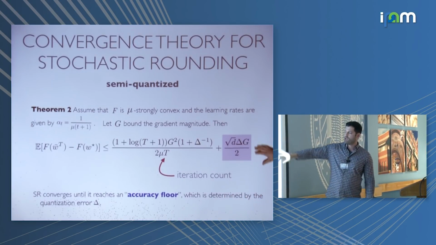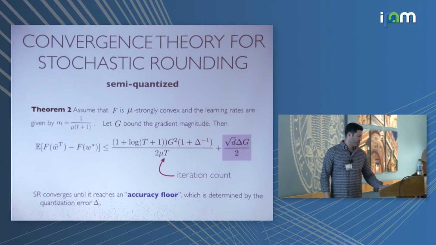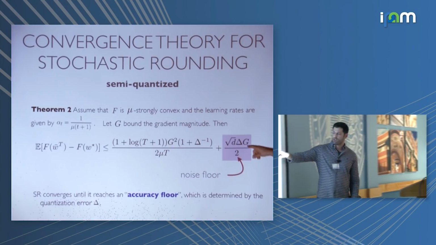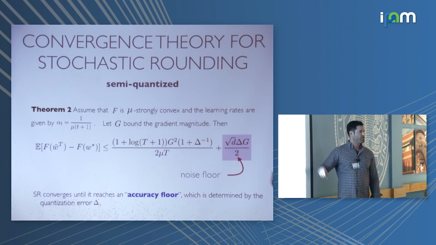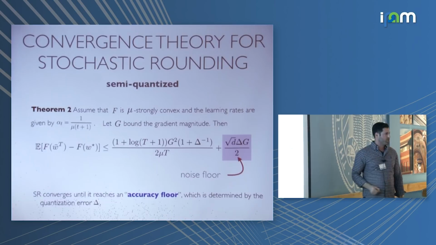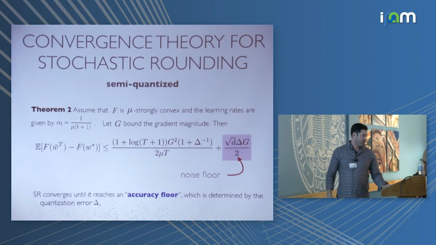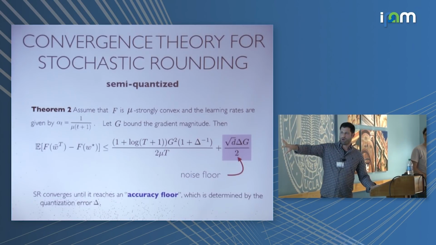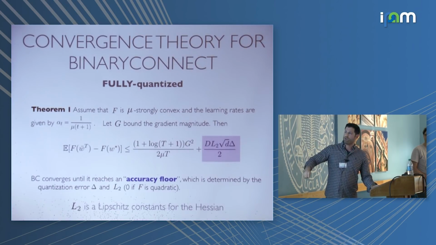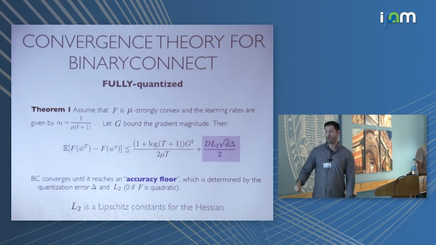So this term decays, but there's also this noise floor term that doesn't decay, and it scales with this parameter delta, which is the discretization width. So if you have a really fine discretization, you get a better noise floor. But if we look at the, so this is stochastic rounding. Oh yeah, I had this backwards, sorry. This is stochastic rounding. This is a fully floating point algorithm.